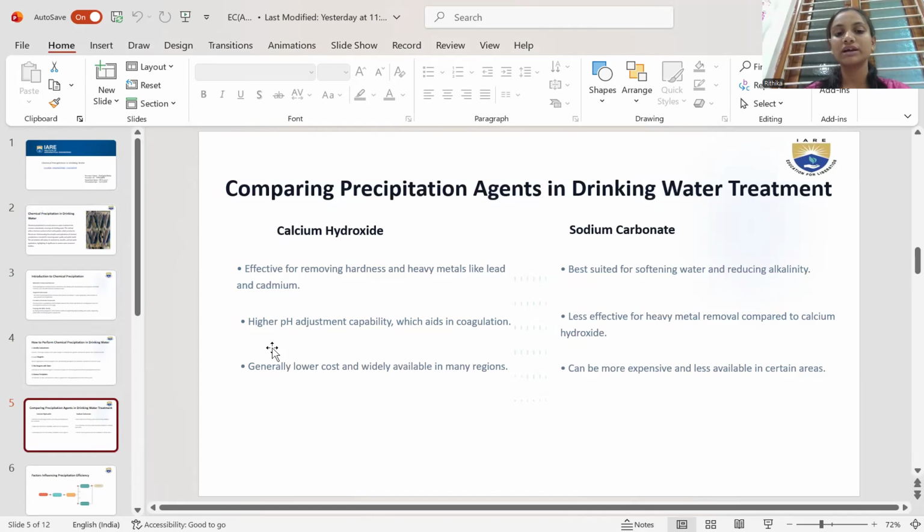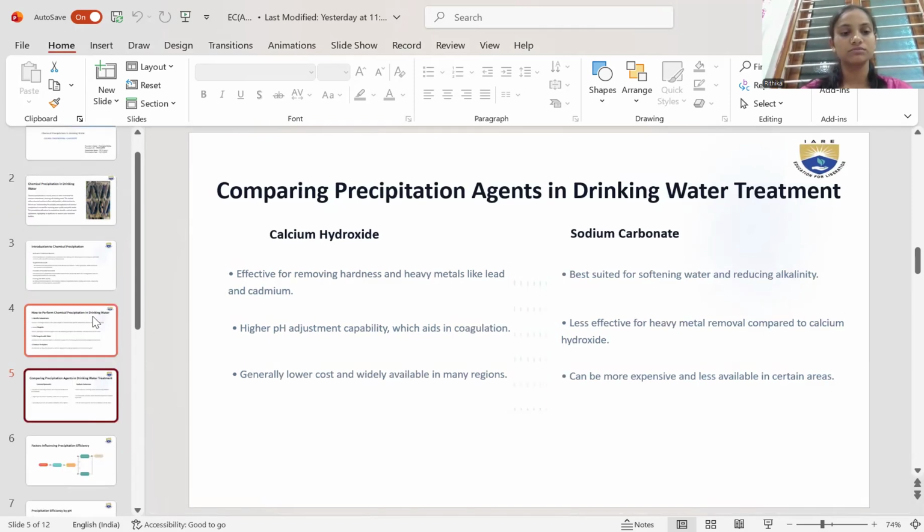Generally lower cost and widely available in many regions, whereas sodium carbonate can be more expensive and less available in certain areas. So, calcium hydroxide precipitation agent is more used in drinking water treatment.